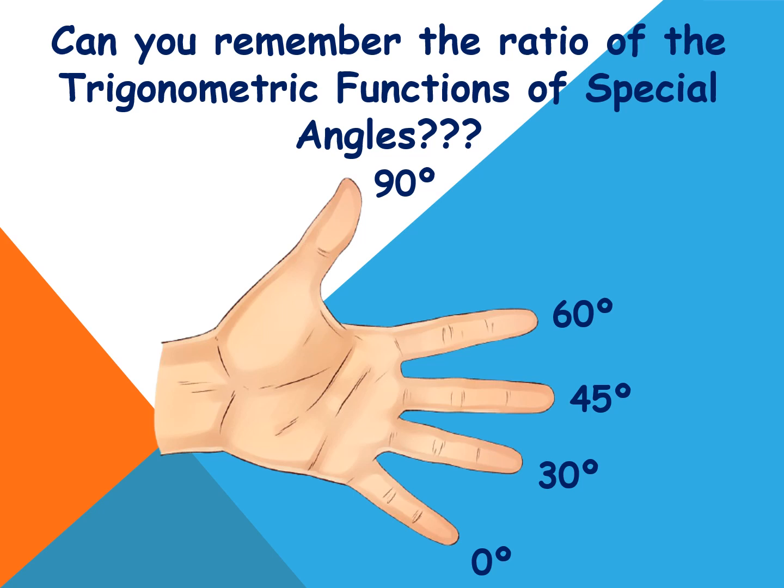Can you remember the ratio of the trigonometric functions of special angles? Well, if you don't, I will show you how you can easily remember the trigonometric functions of special angles. By the way, what are special angles? Special angles are 0 degrees, 30 degrees, 45 degrees, 60 degrees, and 90 degrees.